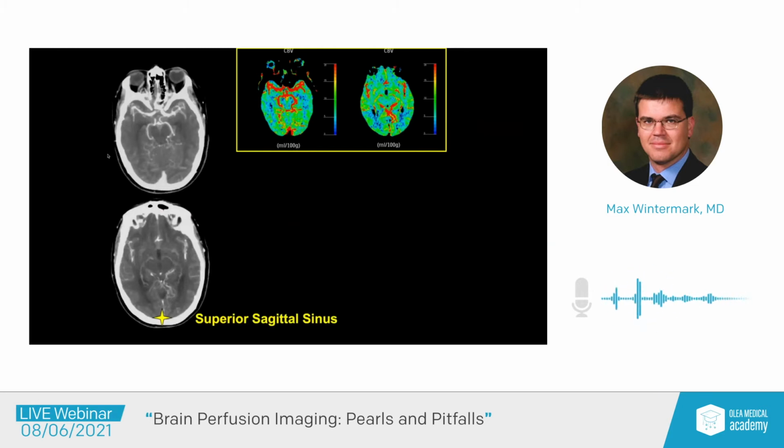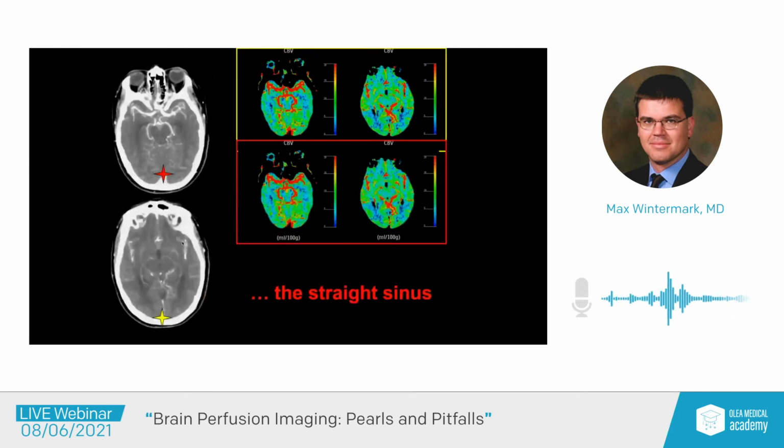Here you have an example. You can see that the slices were obtained relatively low because we are going through the orbit, probably something you don't want to do, but that was done for this particular patient. And so you could use the superior sagittal sinus because it's a large vascular structure perpendicular to the slices. But in that particular patient, if you use the straight sinus, you get exactly the same results.